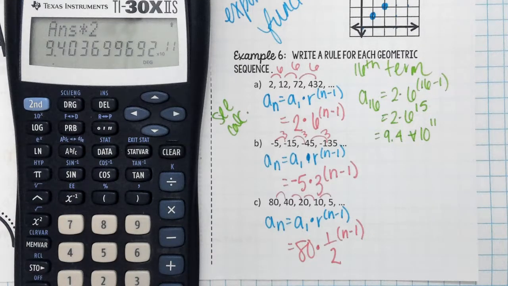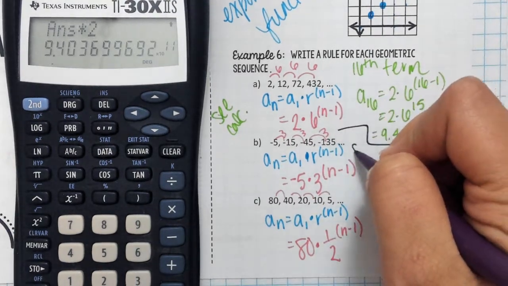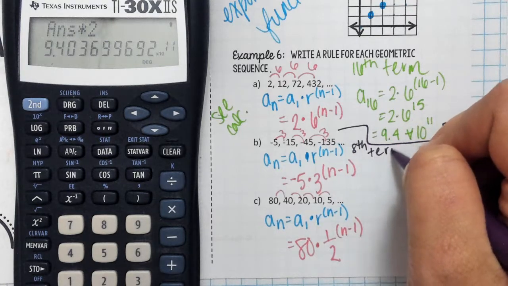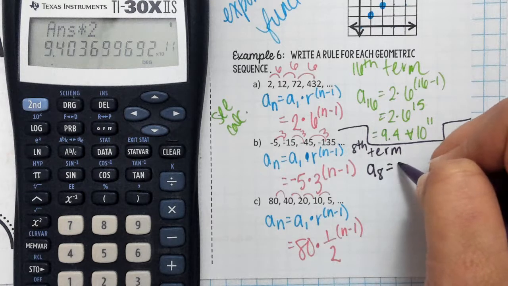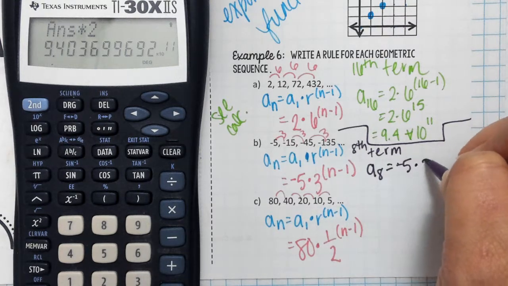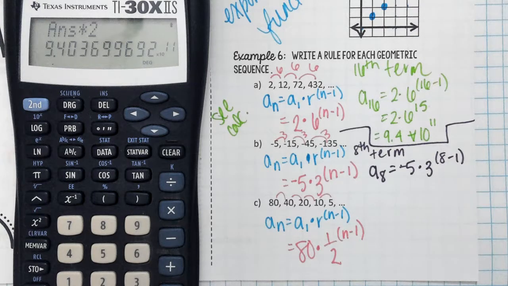All right. For B, let's find the 8th term. So we're going to do A sub 8 equals negative 5 times 3 to the 8 minus 1. Yes.